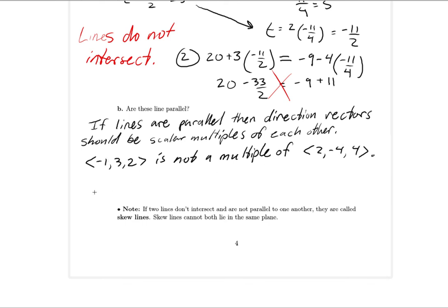Or another way to say it, if you prefer, you could use the cross product. Remember that two vectors are parallel if their cross product is the 0 vector. Their cross product, I'm not going to check it here, we'll say is not the 0 vector. So either one of these tells us the lines are not parallel.